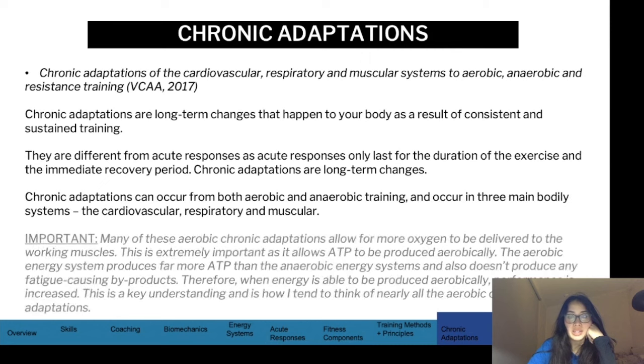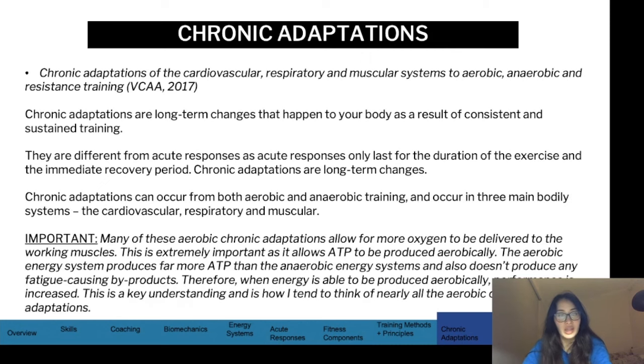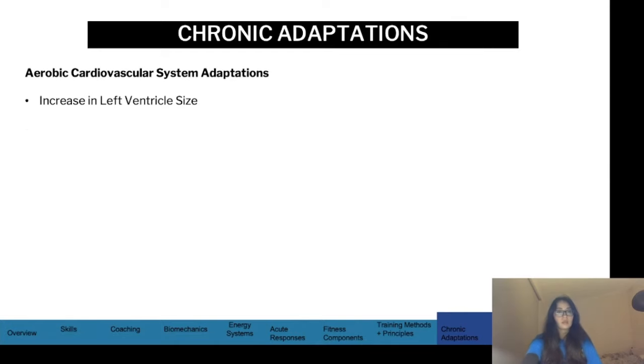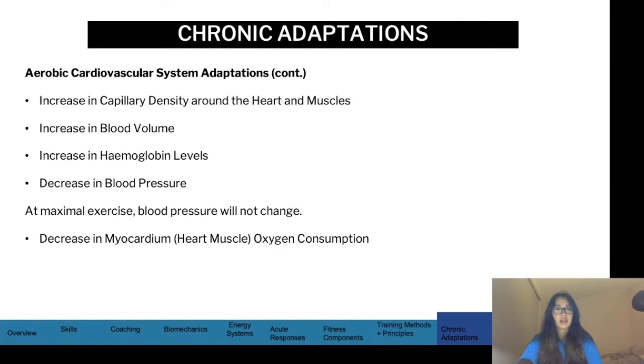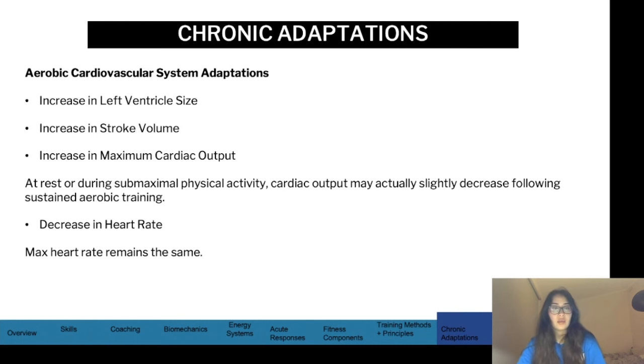We've got chronic adaptations, which are long-term changes that happen to your body. These are different to acute changes, because acute changes happen in the short term, whereas chronic ones occur in the long term, and they occur in three bodily systems: the cardiovascular, respiratory, and muscular systems. We've got quite a few aerobic ones, so increase in ventricle size, blood volume, stroke volume. Once again, know about three or four of them. Be able to identify why they occur and what the point is.